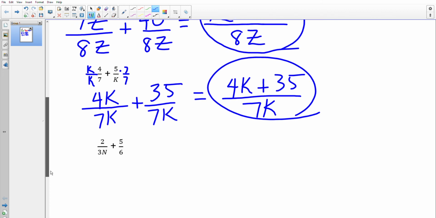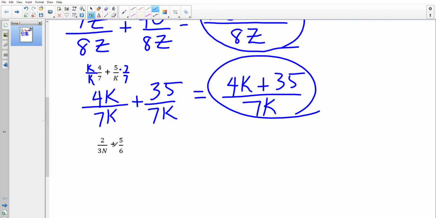And finally, I have 2/3n plus 5/6. Now I need to make these denominators match. So I recognize the fraction on the right is going to need an n. So I'll multiply on a factor of n/n. And on the left, I want to make this 3 into 6. So I'm going to multiply by 2/2.